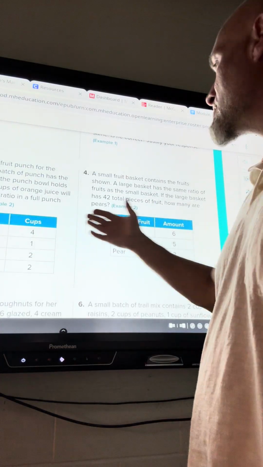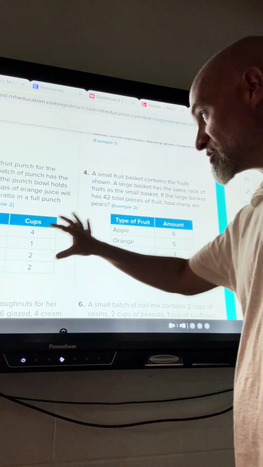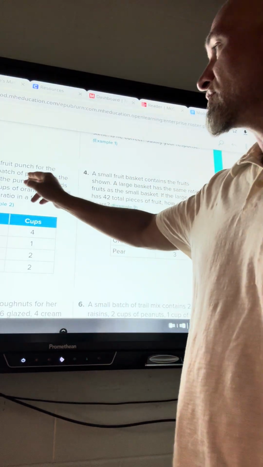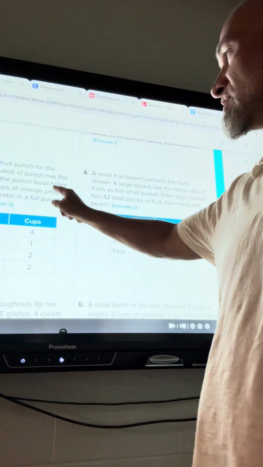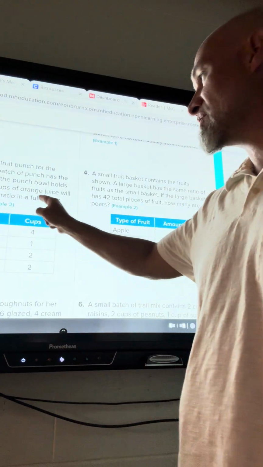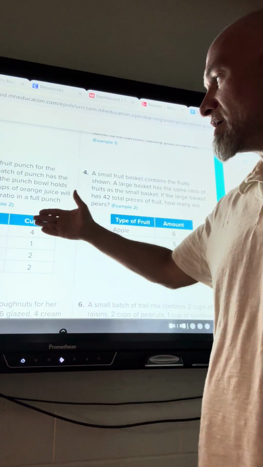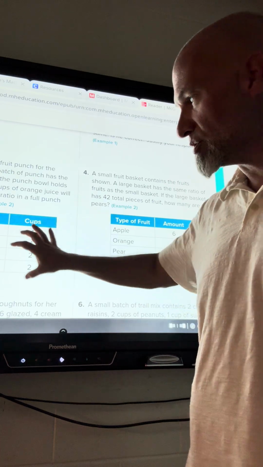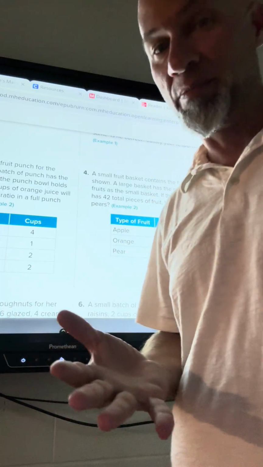Just like the fruit punch and the small fruit basket, they give you some of the tables. This is some of the stuff that you could use to help you answer the questions. All right, so one batch of fruit punch has the ingredients shown. If the punch bowl holds 27 cups, how many cups of orange juice will she need to keep the ratio in the full punch bowl the same? Okay, so think about the total that this creates. All right, how many total cups of juice are there here compared to the 27? All right, think about that.